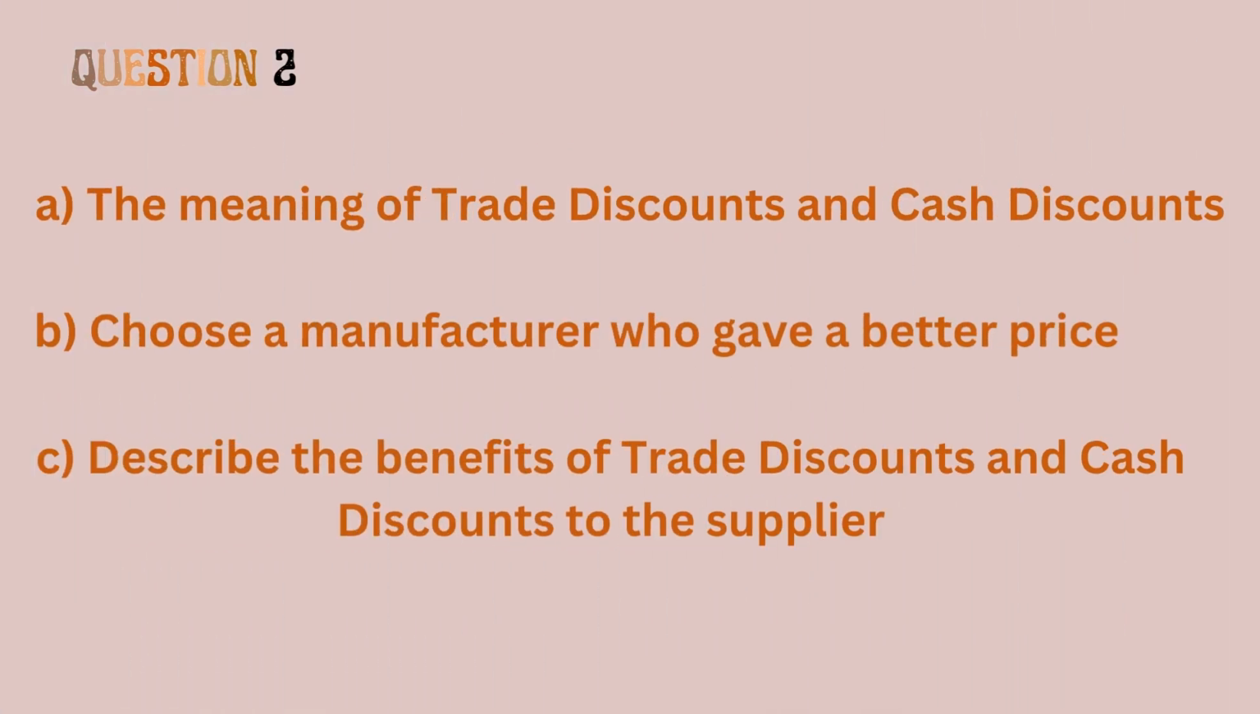First of all, let's say that we divide the question into 3 parts, A, B, and C. A. The meaning of trade discounts and cash discounts. B. A manufacturer who gave a better price. And C. What is the benefit of trade discounts and cash discounts to the supplier?